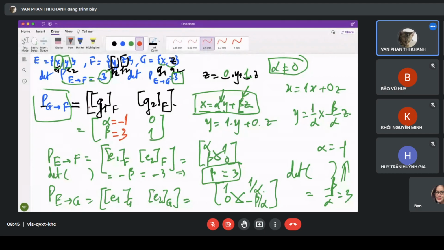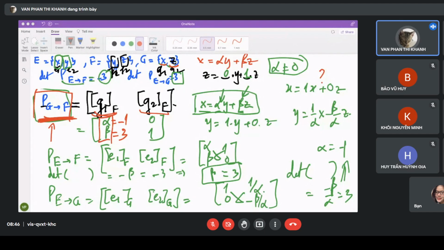Okay, so do you understand what the transition matrix from G to F is? Yes or no? It's the coordinates of G1 in F and the coordinates of G2 in F. Got it, Duy? Okay, so what is G? G here is X and Z. So we want to find the coordinates of G1 in F. F here is Y and Z. So we represent X as alpha Y plus beta Z, so the coordinates here will be alpha and beta. Understand?